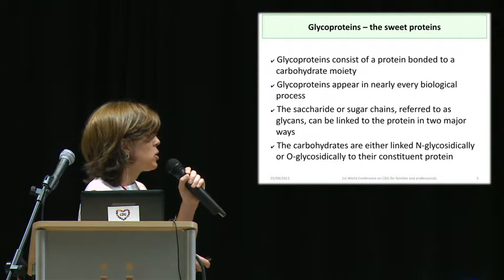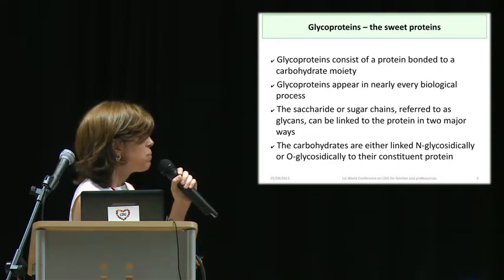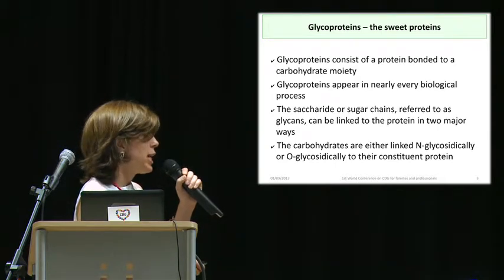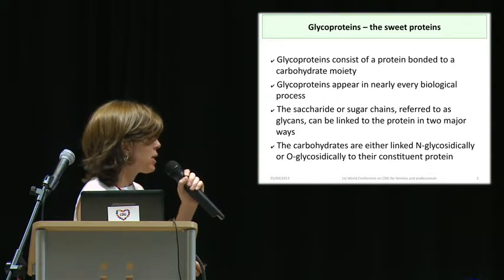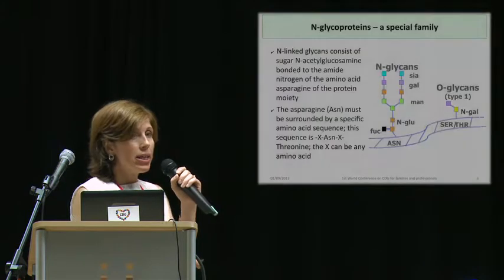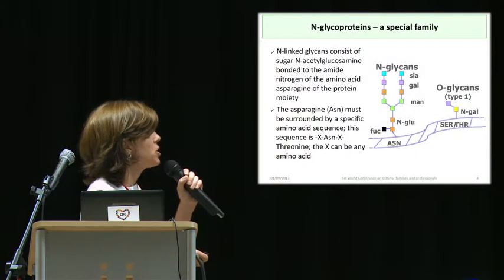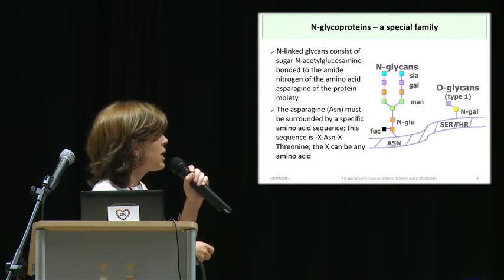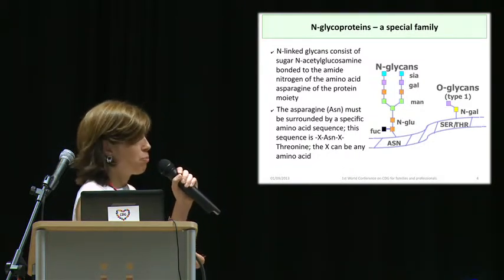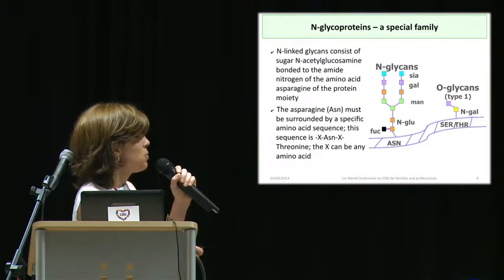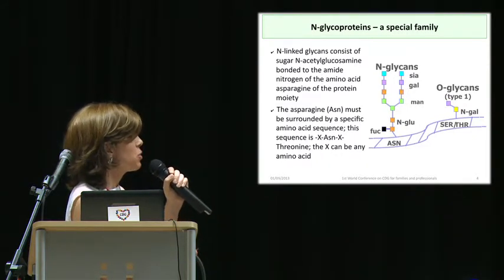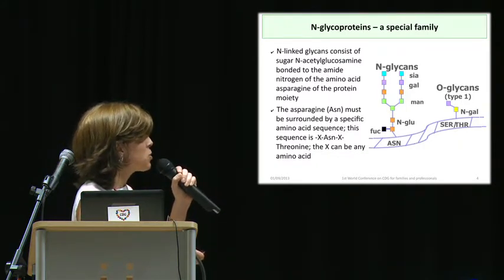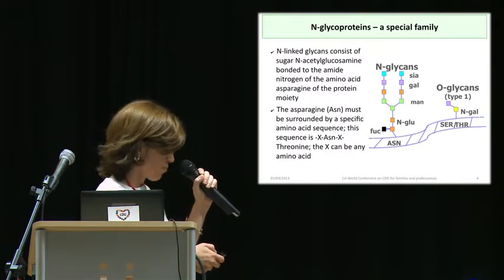The saccharide, or the sugar chain, can be linked to the protein in two major ways, either N-glycosidically or O-glycosidically. We dedicate ourselves in this presentation to the N-glycoproteins. They are a special family in which the glycan structure is linked to the protein through a bond between the N-acetylglucosamine sugar and the nitrogen atom of the amino acid asparagine of the protein.